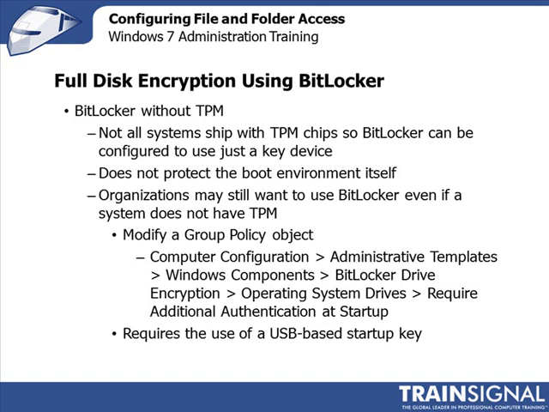all the encryption information. Under this mode, BitLocker itself is not able to provide protection for the boot environment because it's not using TPM. However, organizations may still want to use BitLocker even if they don't have TPM because it provides better protection than not doing anything. Again, this mode requires the use of a USB-based startup key that can be lost, so be careful. To enable this mode, you have to modify this group policy object and enable additional authentication at startup.